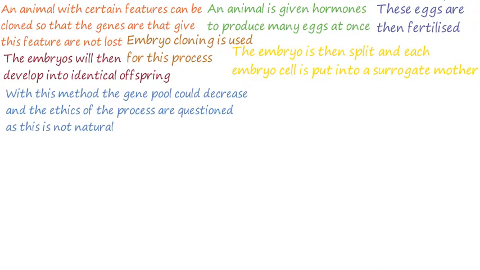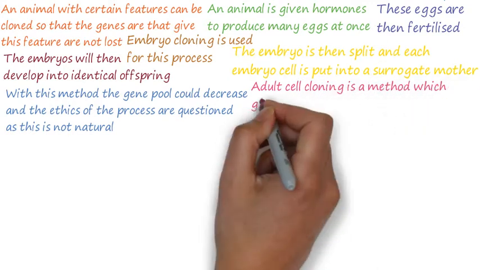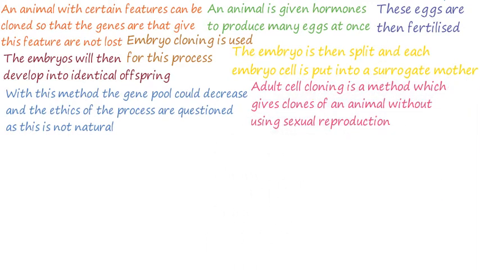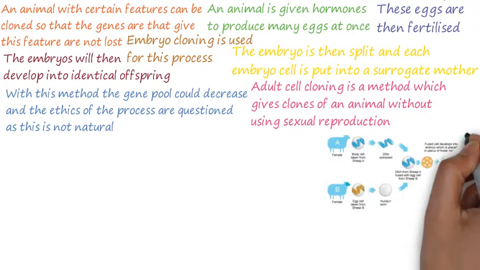There are some worries about this method, as people are concerned, again with the gene pool decreasing, and the controversy around actually carrying out this method. Some people question the ethics of this process, as it is not natural and the surrogate mothers have to take hormones in order to prepare them for pregnancy. This embryo cell cloning is not strictly a true clone of the parent, as sexual reproduction is still used. So the offspring are identical to each other, but not to the mother or father.